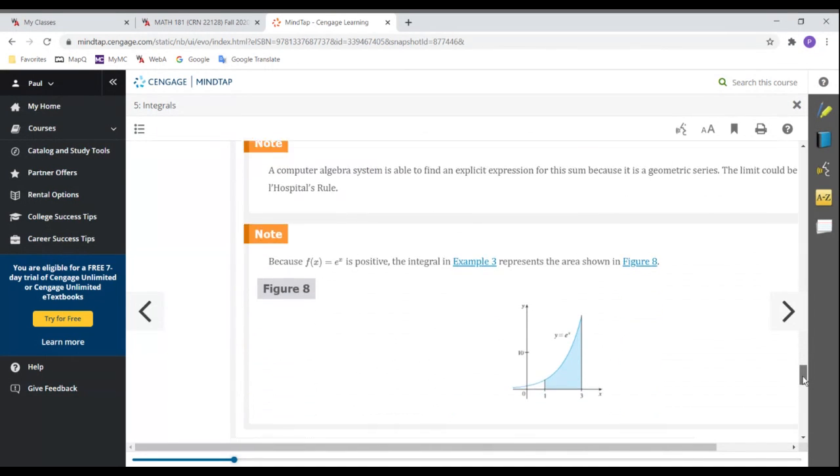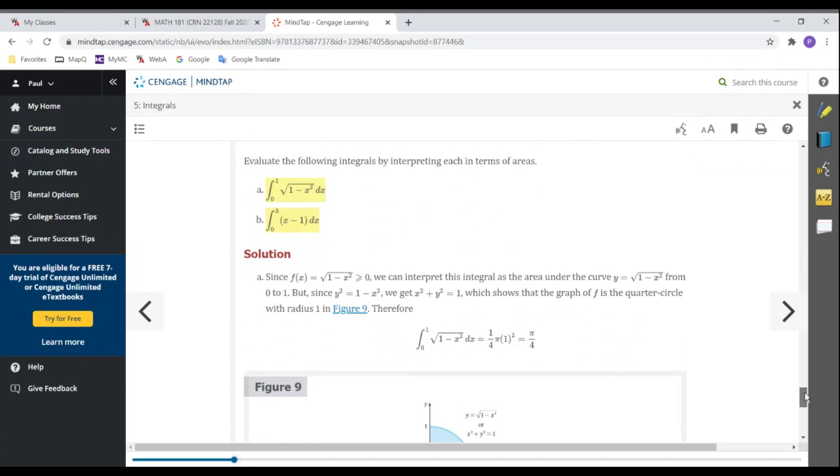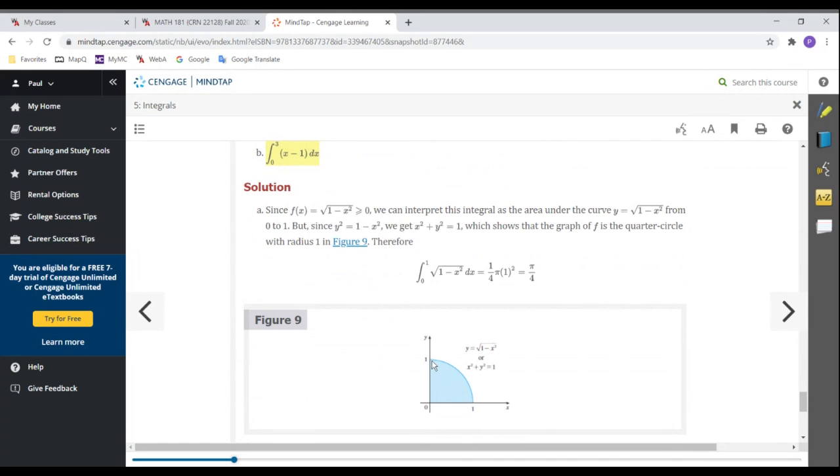Also, in section 5.2, they talk about using geometry to evaluate integrals, and we talked about this a little bit. So, for instance, the integral from 0 to 1 of the square root of 1 minus x squared dx. Well, that function, the square root of 1 minus x squared, can be thought of as a function that bounds a circle of radius 1 in the first quadrant.